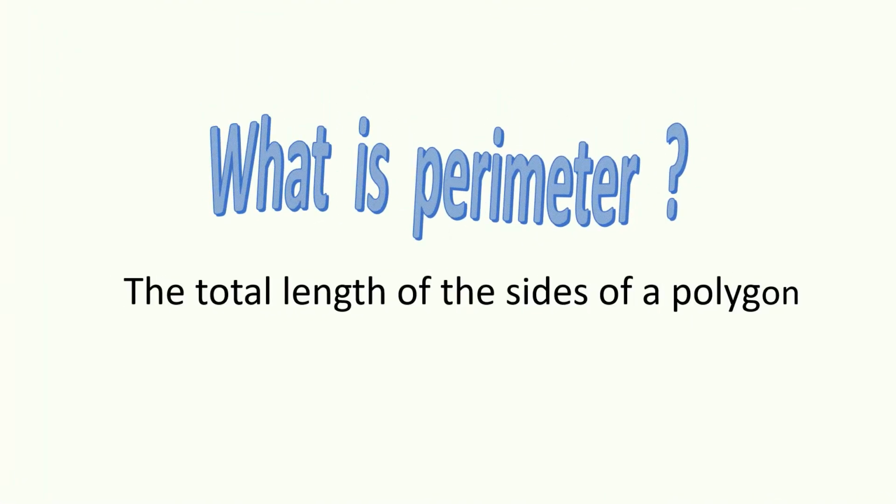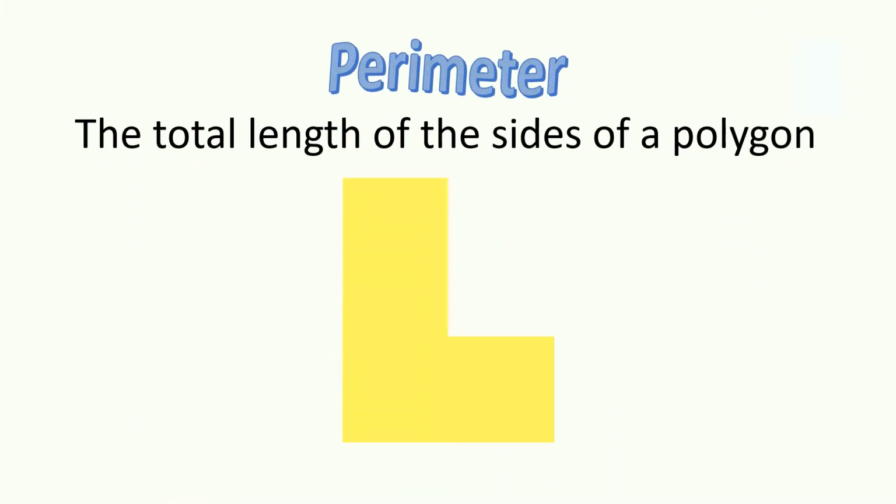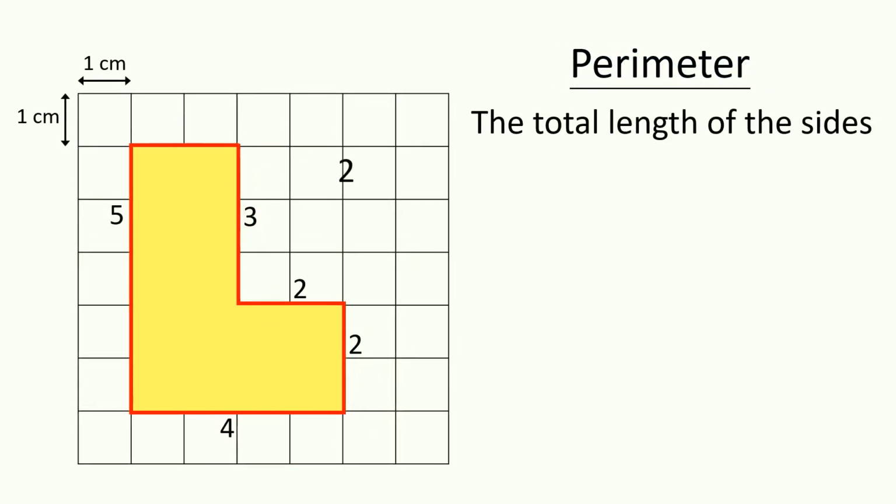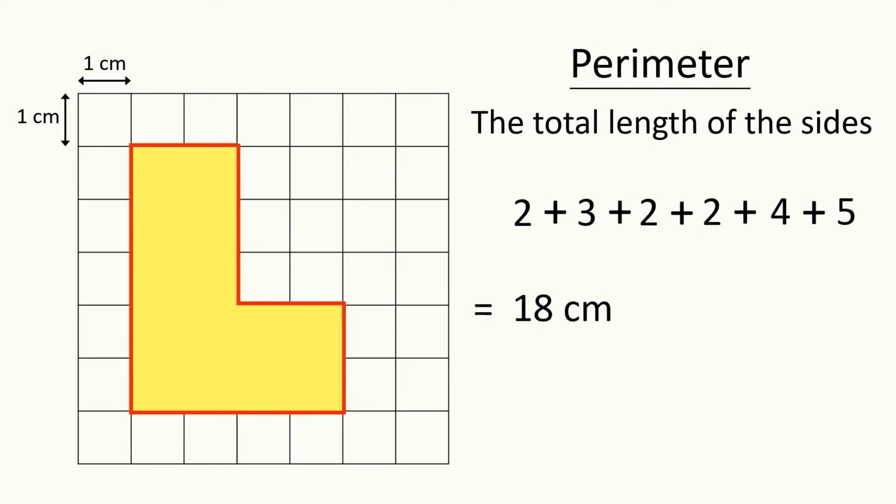What is the meaning of perimeter? Perimeter is the total length of the sides of a polygon. To find the perimeter of the L shape, we add up the sides one by one. The total length of the sides of the L shape is 2 plus 3 plus 2 plus 2 plus 4 plus 5 equals 18 centimeters.